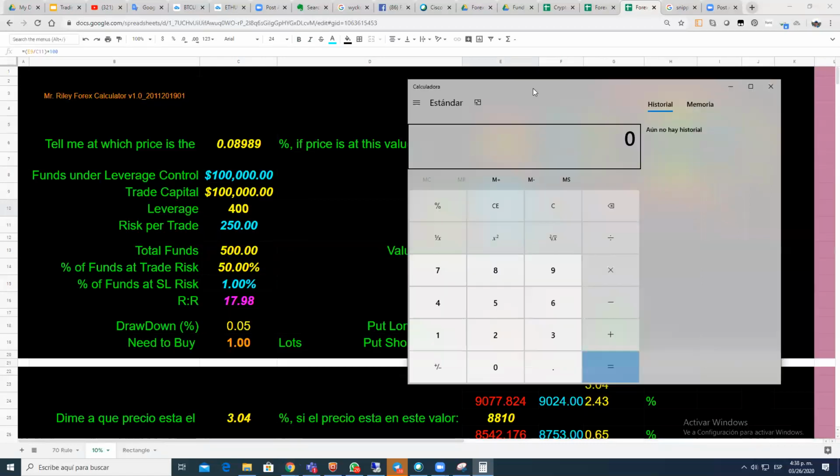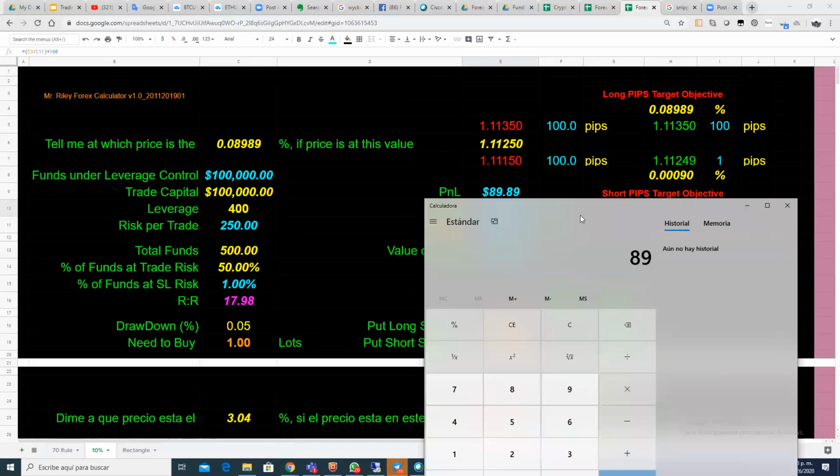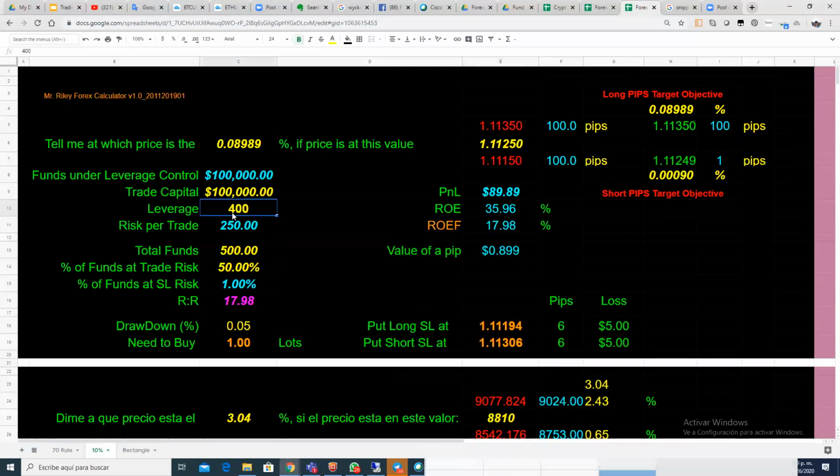Well, it is easy. You put here the amount of money that you are making, 89 plus 89, and you divide that by the total amount of your cash at risk, that is 250. That is your cash at risk. There you have it. You multiply this by 100, and you have 36% return, thanks to the magic of leverage on a minimum market move of 100 pips.